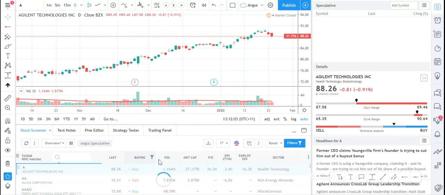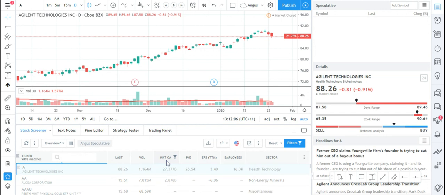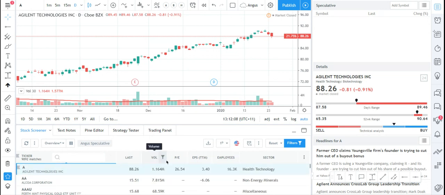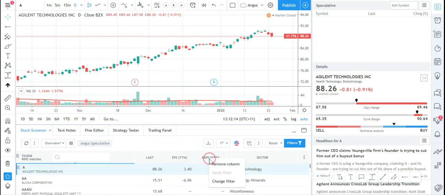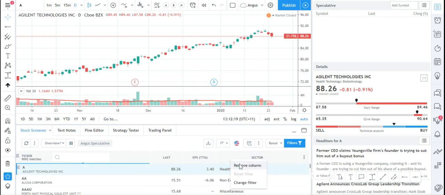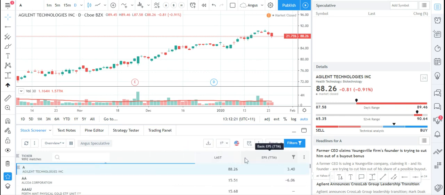Remove column. Remove column. Remove column. Just bear with me while I set this up. Right, that's the start of it.